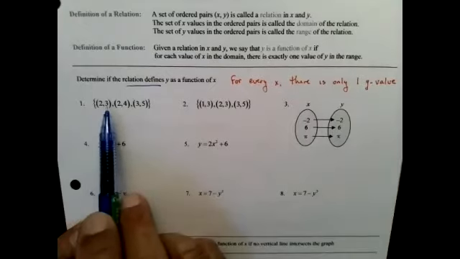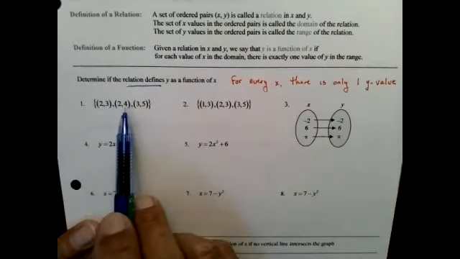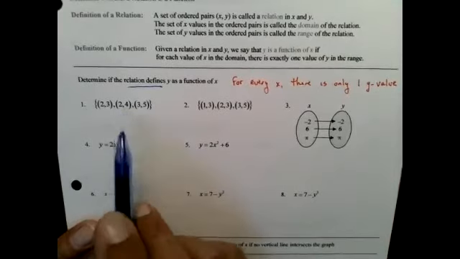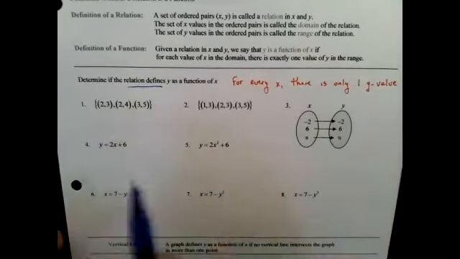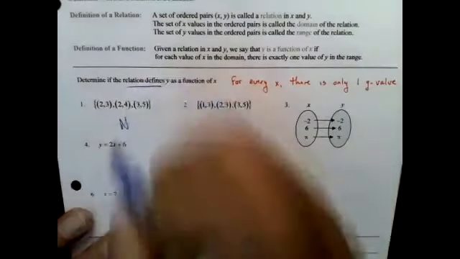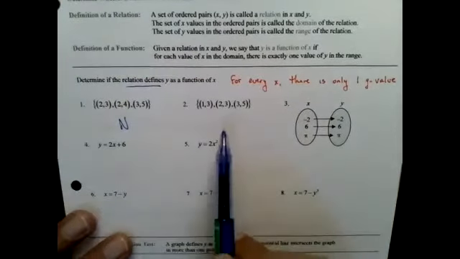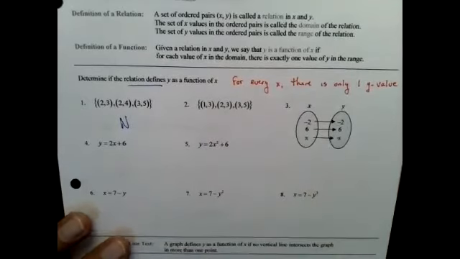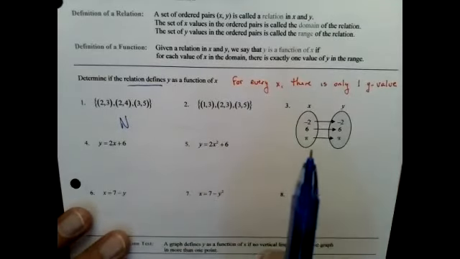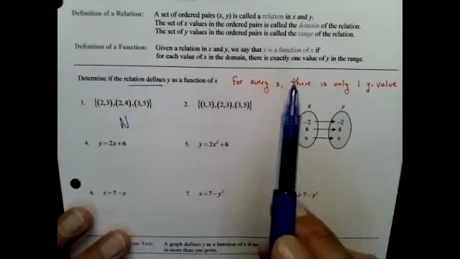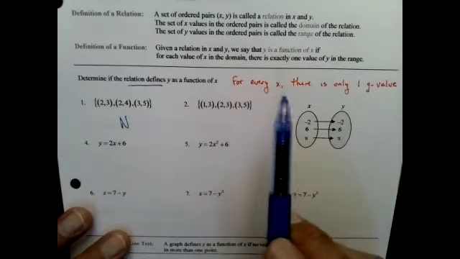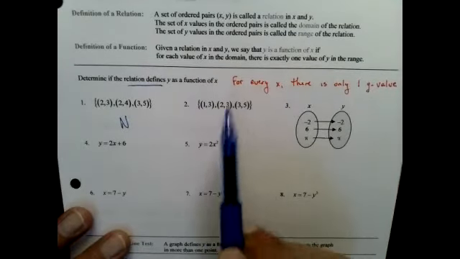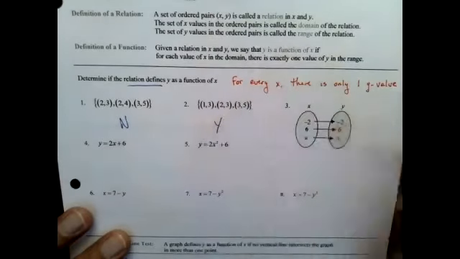Here X is 2, it has a Y value of 3. Here X is 2, it has a Y value of 4. Fail. So for this one, is it a relation? No. Number 2, every X has only one Y value. 1 has 3. There are no other 1s in there. 2 has 3. There are no other 2s. 3 has 5. So yes, this is a relation.